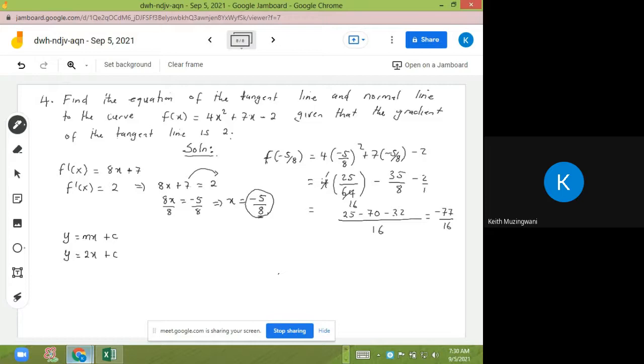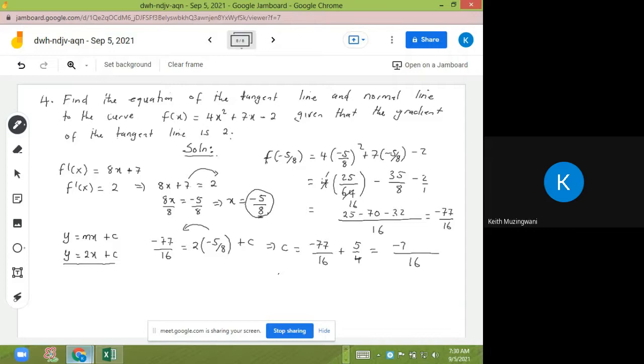So you can now come to this equation and find c. Of course, we know y is negative 77 over 16 when x is negative 5 over 8. Then we can find c. We take this to the other side. We're going to have c is equal to negative 77 over 16 plus 5 over 4 is equal to, common denominator again is 16.